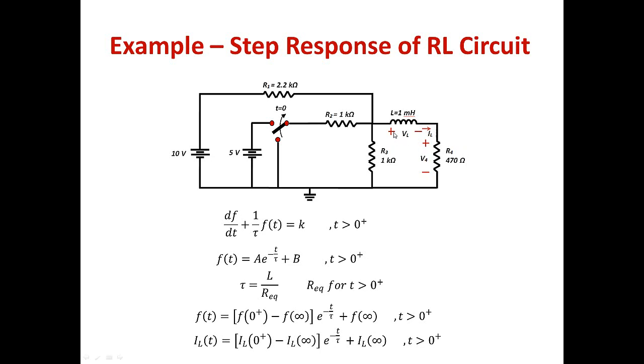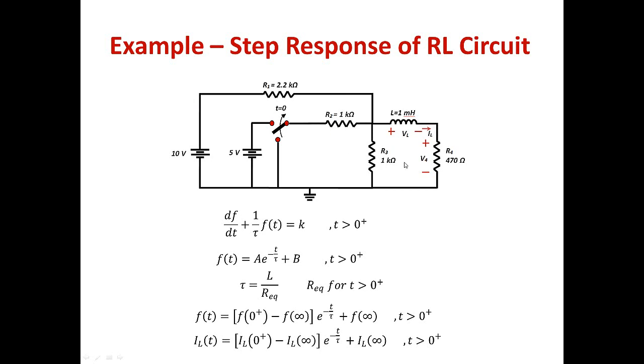Once we solve for IL of t, we can solve for VL. VL is basically L times di/dt. We can solve for V4. V4 will equal IL times R4. We can do KVL here to solve for this voltage. We can solve for the current in this resistor. It will equal 5 minus this voltage over this resistor. You can solve for the current through R1. It's basically going to be 10 minus this voltage over that resistor. So if you solve for IL in this circuit, you solve for everything else.